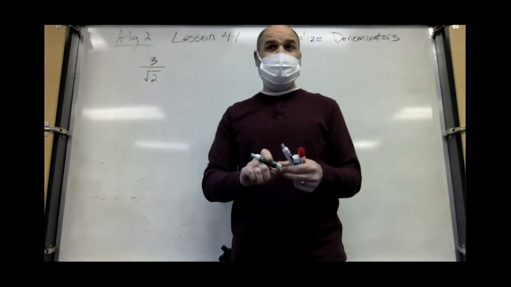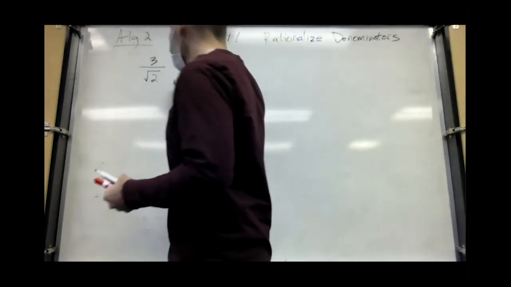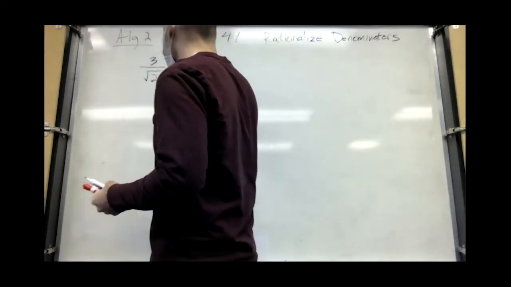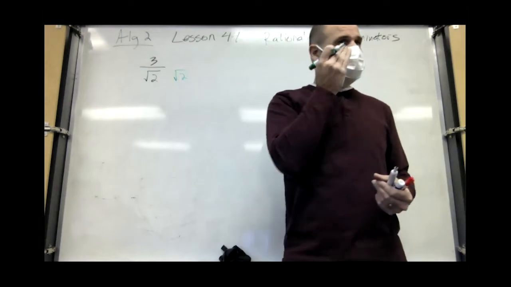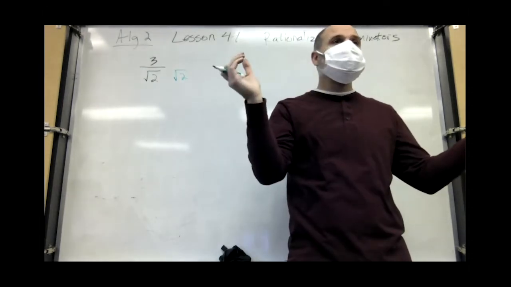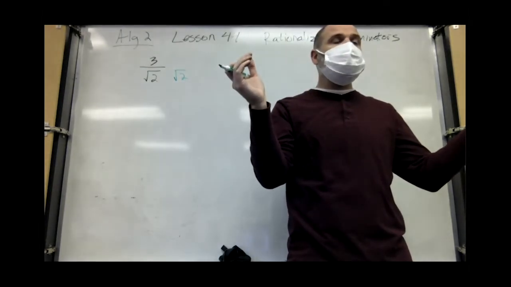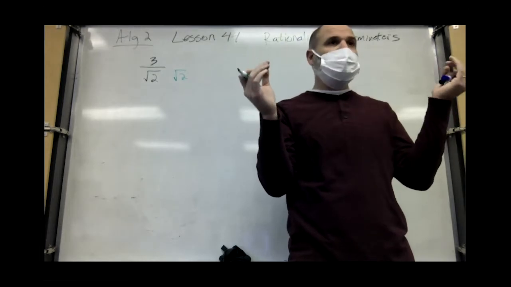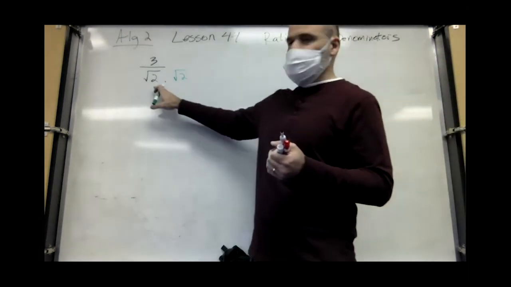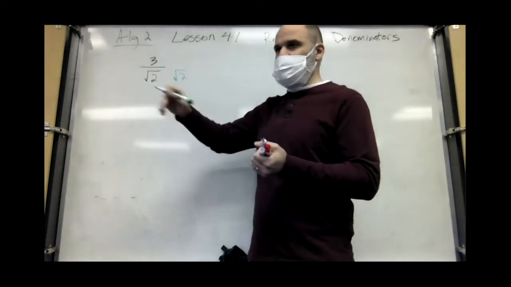You square it. You multiply it by itself. What's the square root of 2 times the square root of 2? 2, right? Square root of 2 times square root of 2. If you did the math, it'd be square root of 4. Square root of 4 is 2. But whenever you multiply a radical by itself, it cancels the radical.